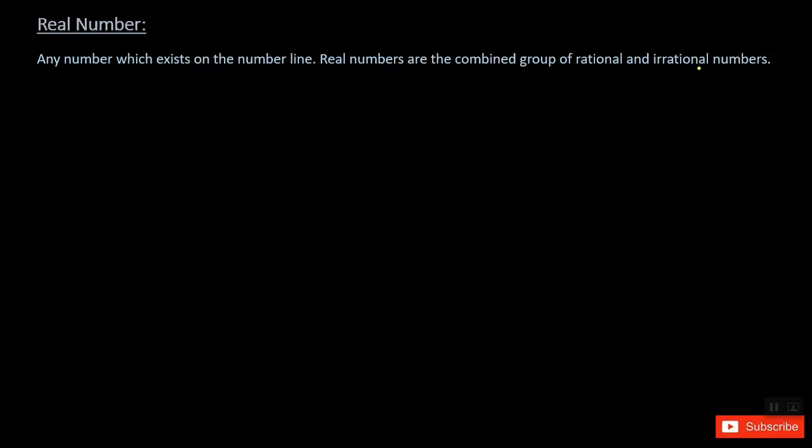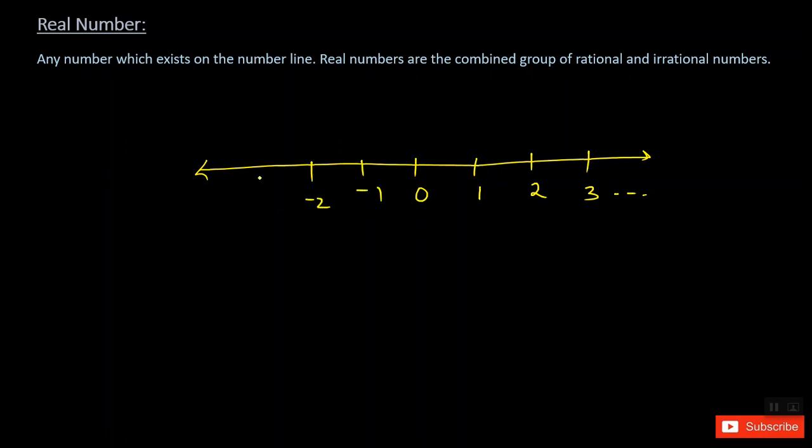Okay, so let's see real numbers. A real number is any number which exists on a number line. If I draw a number line, I can represent infinite numbers on it, including positive, zero, and negative. All the numbers which can be represented on the number line are called real numbers. So -2, -3, and so on. Somewhere over here is 0.5.